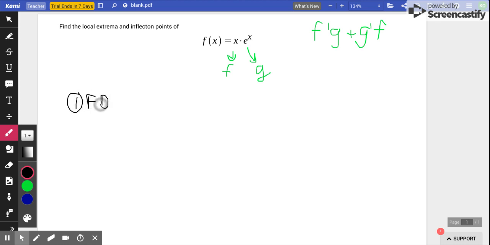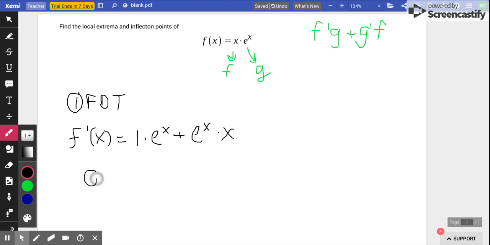First derivative test. Deriving this, like I said, it's a product rule, which means we take the derivative of the first part, which is x. Derivative of x is just 1. And then times the second, which is just e to the x. No derivative needed. Plus g prime, so the derivative of e to the x is e to the x, times just f itself, which is x. So that's our derivative.